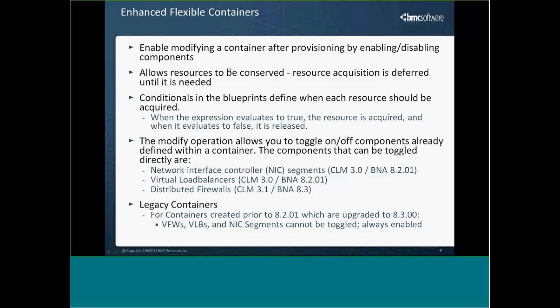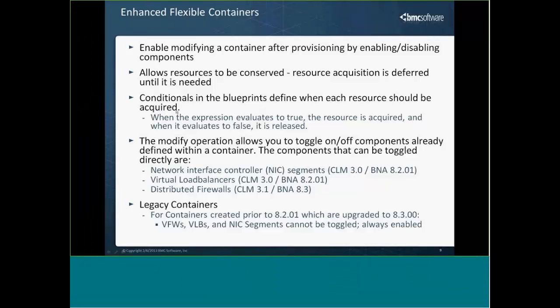Some of this is review, which I just mentioned. Flexible containers enable modifying a container after provisioning by enabling and disabling components. I mentioned that it allows resources to be conserved. Resource acquisition is deferred until it is needed. Even though the container blueprint may have a load balancer that's disabled, that load balancer does not get provisioned until it is enabled. So no resources get allocated on the network until they're actually enabled in the container.